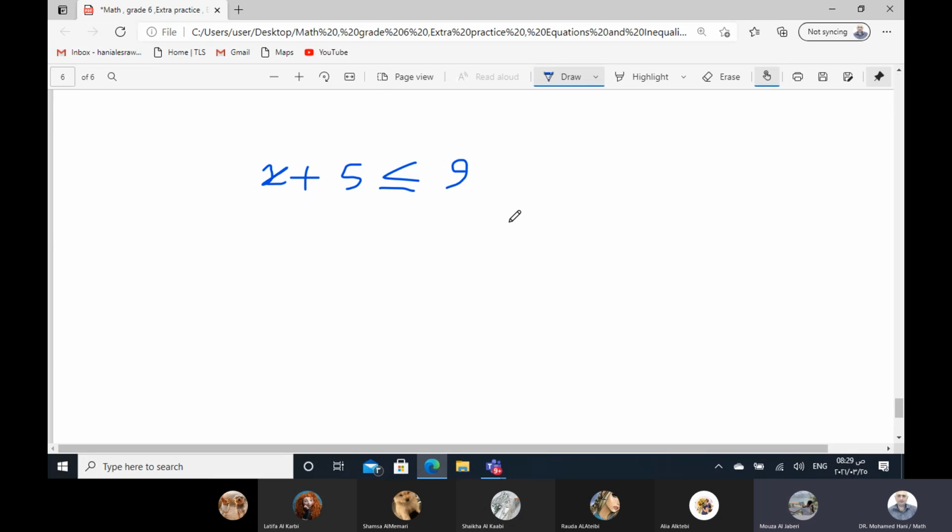Mister, I didn't understand the question. Here we have an inequality. We want to solve this inequality and find its solution, then graph it. So how do we solve this inequality? Like the equation. Try to remove the number and keep the variable alone. So we can subtract 5 from the two sides.